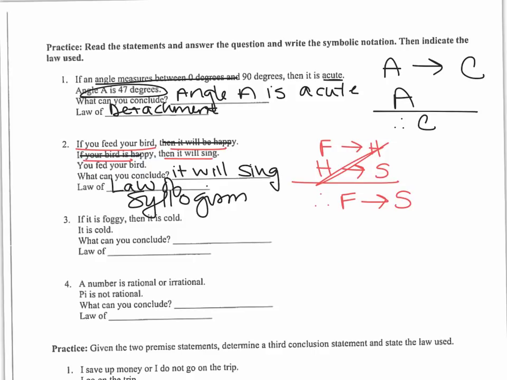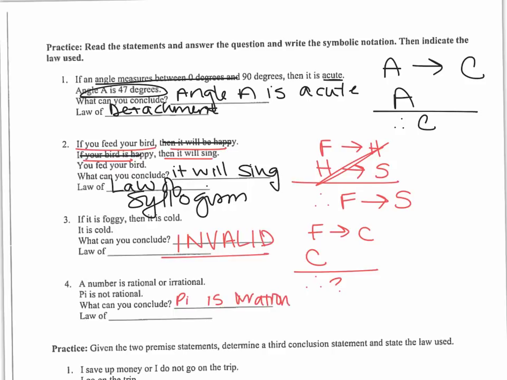Number 3, if it's foggy, then it's cold. It is cold. What can you conclude? Hopefully you wrote this. Invalid. Why? If it's foggy, then it's cold. It is cold. Just because it's cold doesn't mean it's foggy. I can't go backwards on the arrow. A number is rational or irrational. Pi is not rational, so I can conclude pi is irrational. And this was a special law of detachment.